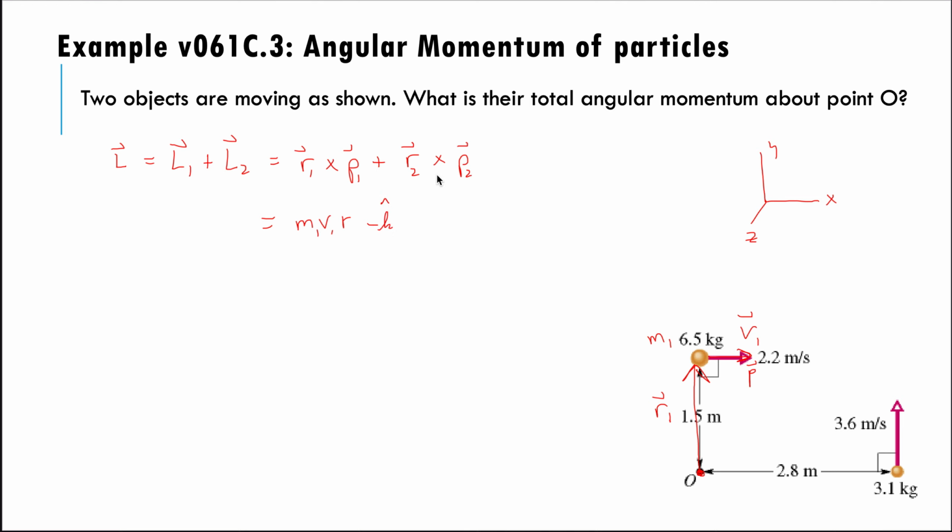And then we're going to look at r2 cross p2. So v2, and thus p2, are going upward. And the position vector r2 goes from the origin to the object. So the position vector points to the right. Once again, r and p are perpendicular to each other, so we're going to have mvr as the magnitude of the angular momentum.